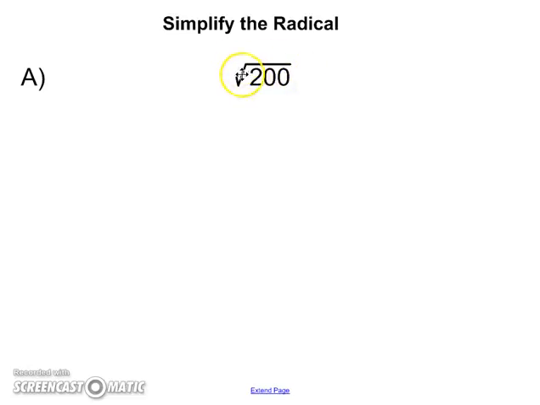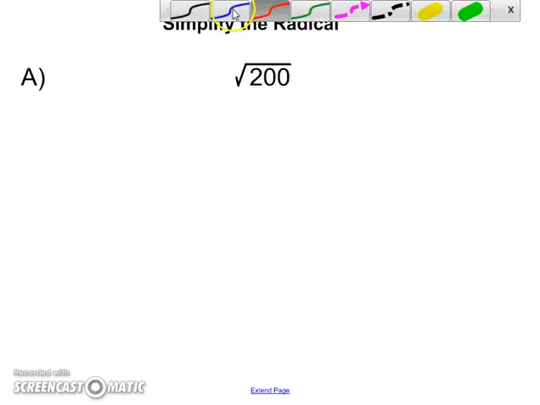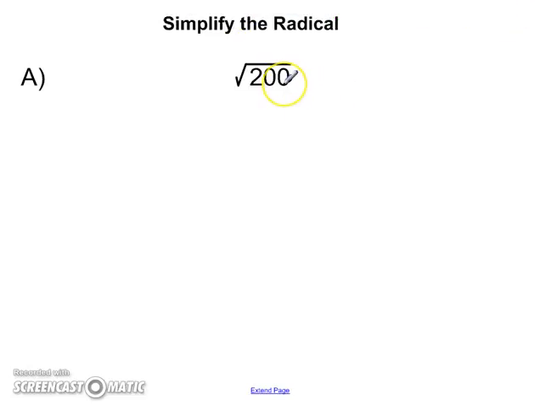So what I look at here is 200, and that's where that chart of perfect squares may be helpful. I want to break the square root of 200 down into smaller values, and I want at least one of those values to be a perfect square. So when I look at 200, I go, you know what? 200 is 100 times 2.